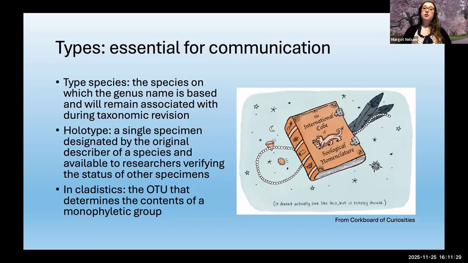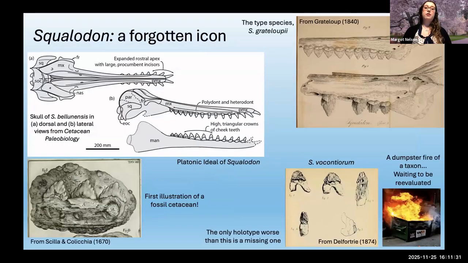So my research focused on Squalodon, which is a forgotten icon in whale paleontology. Famously to us whale paleontologists, the first illustration of a fossil cetacean was a specimen of Squalodon. The first named fossil toothed whale was Squalodon. And Squalodon was initially thought to be a marine reptile until another paleontologist took a look at it and said, no, this is a fossil whale.